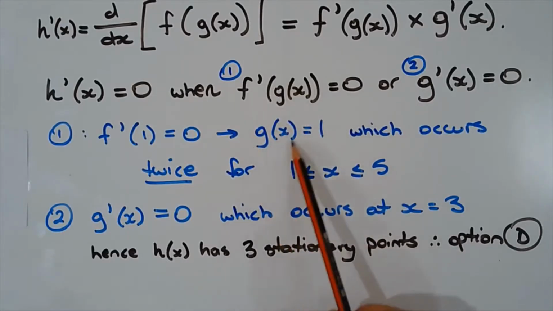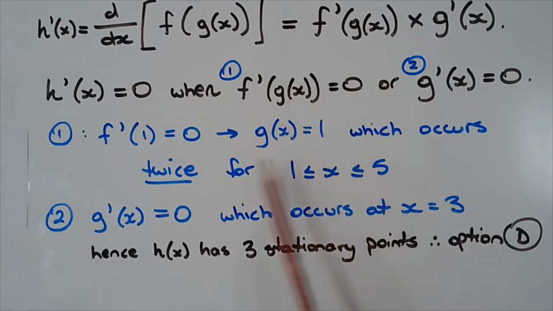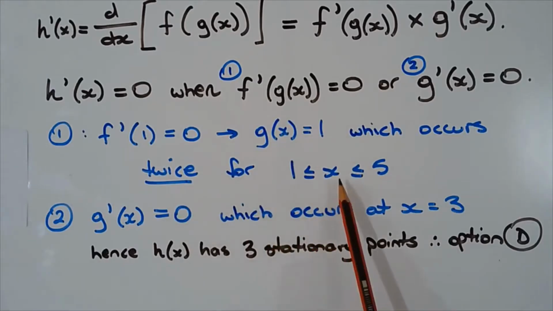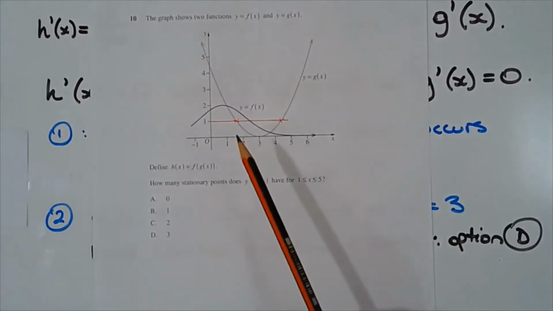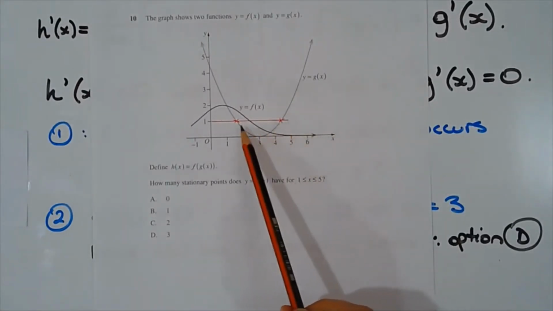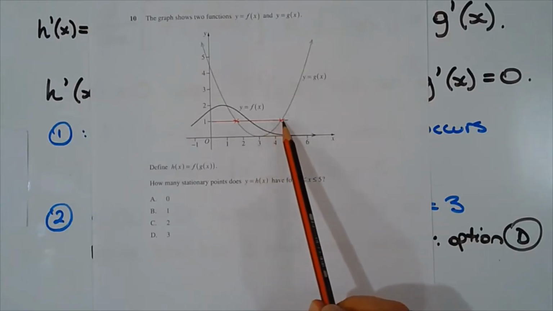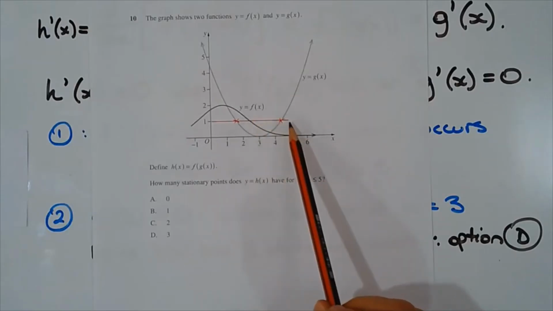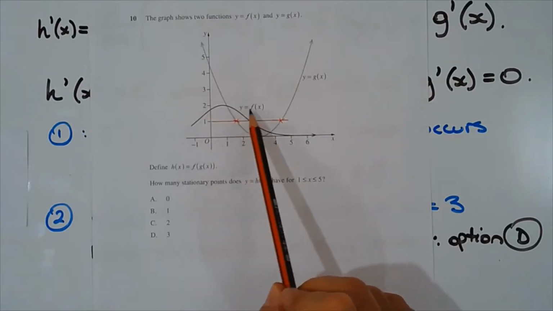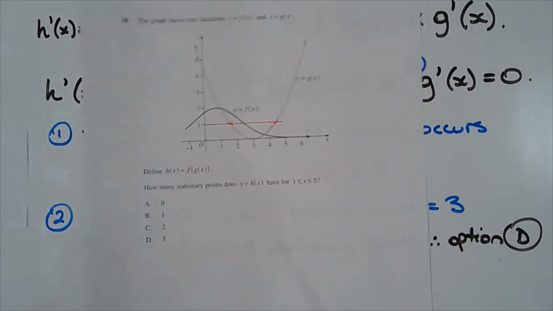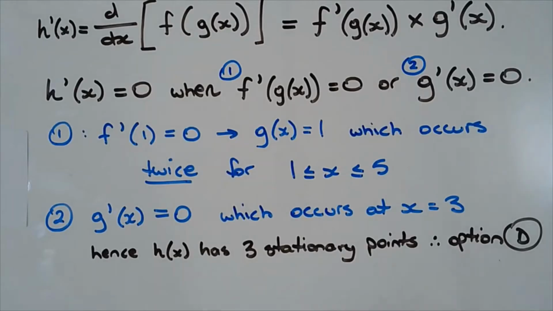Now, where does g of x equal 1? And that occurs twice in the domain x between 1 and 5. So if I go back to the original graph, I've marked that in. So g of x equals 1 here and here. And it's f dash of 1 is where the stationary point occurs on the curve y equals f of x. So two stationary points occur there.